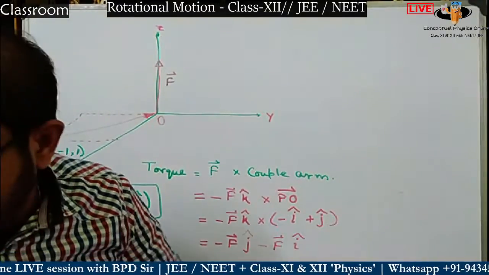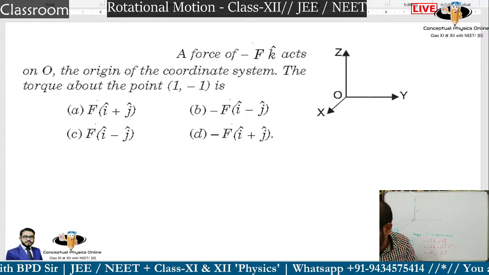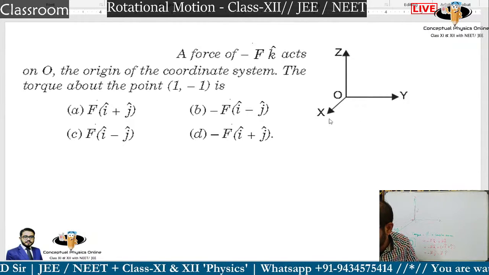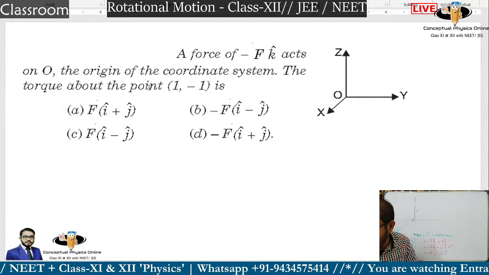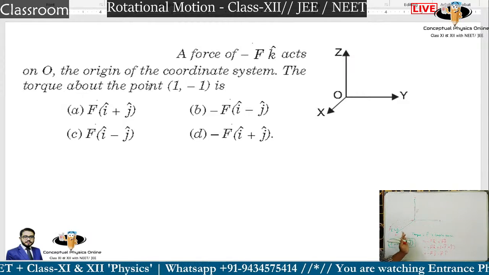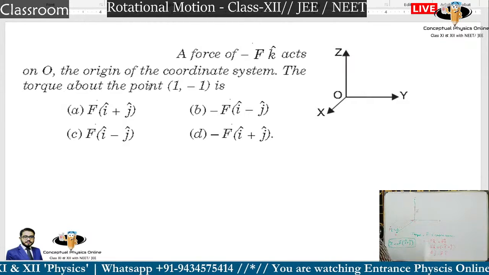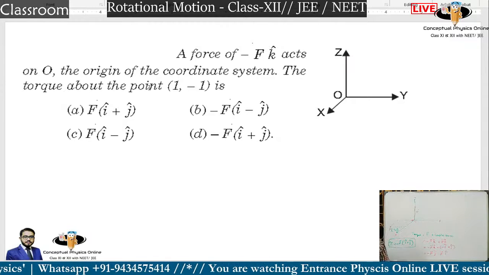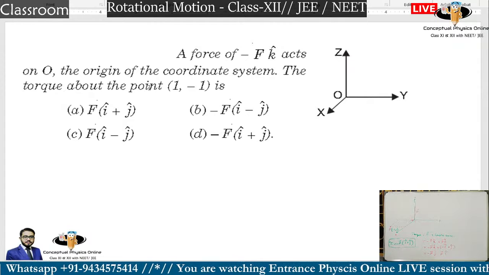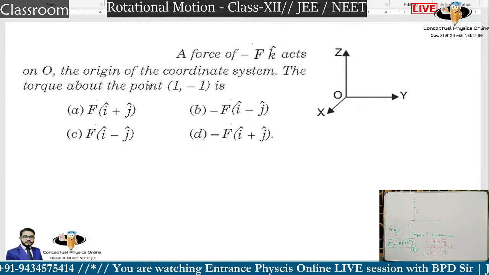Now let us see among the given options which will be the most appropriate one, right? So among the given options, the right option will be minus F (i cap plus j cap), that is option D will be your right choice, right?